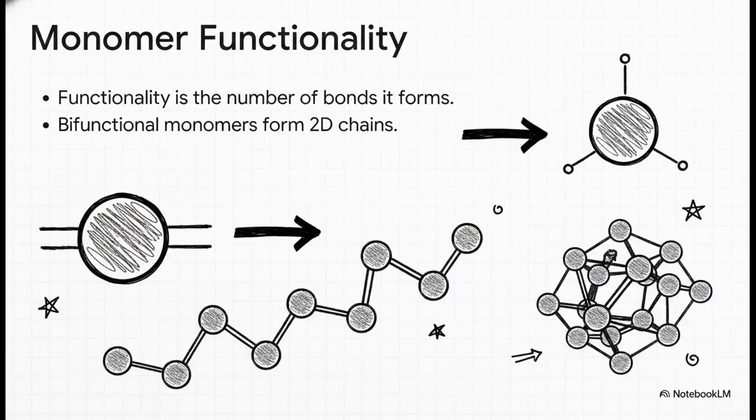So how do these chains decide their final 3D form? It all relies entirely on what scientists call monomer functionality. That's really just a fancy way of saying the number of bonds a monomer can form. Bifunctional monomers, which form 2 bonds, create long, 2-dimensional chain-like structures. But trifunctional monomers have 3 active bonds. This allows them to branch out and form complex, intertwined, three-dimensional network structures. The famous early plastic Bakelite is a perfect example of this.